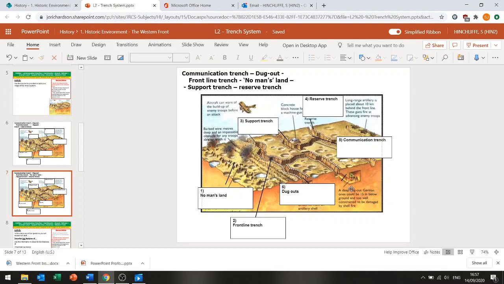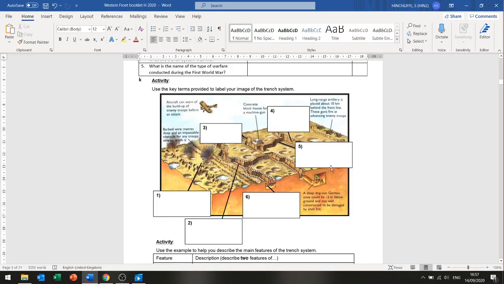And then finally here, number 6, the dugouts. So the officers would have used these as shelter and as a kind of office. The British ones were rather temporary. They weren't great. The German bunkers and dugouts were far more advanced, and they'd used concrete actually to build theirs. Okay, so if you go to the booklet, you should have that filled in correctly now.